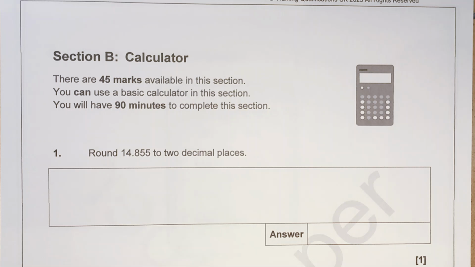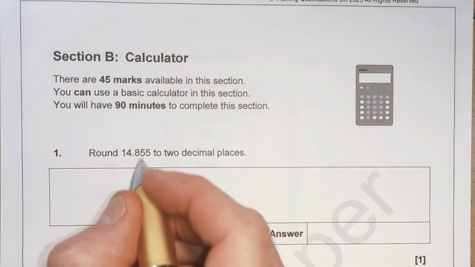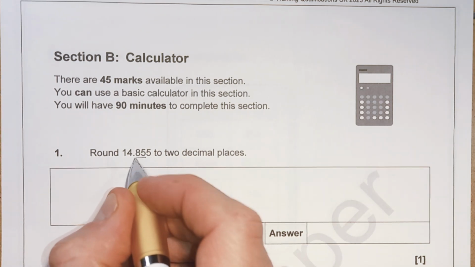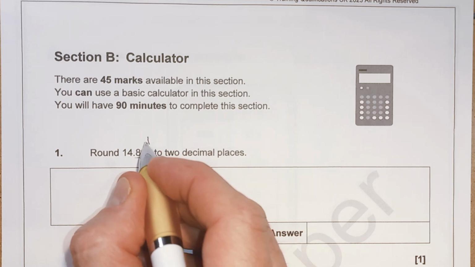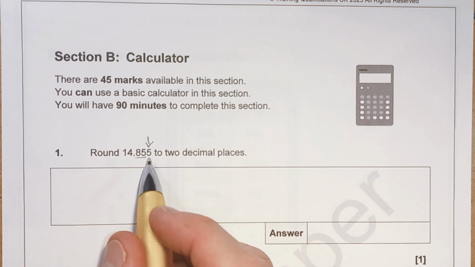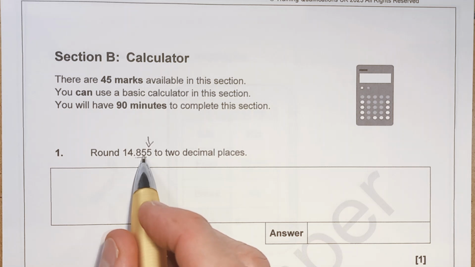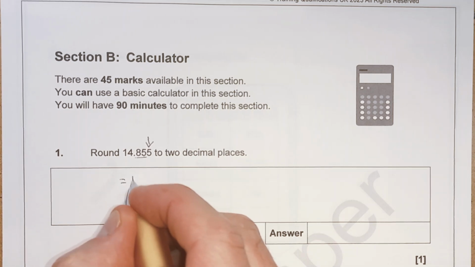So now we're on to the calculator section. Question 1. Round 14.855 to 2 decimal places. Well, so these are the 2 decimal places, the 8 and the 5. So we have to look at the digit after that. If it's 5 or more, then we're going to increase this one by 1.